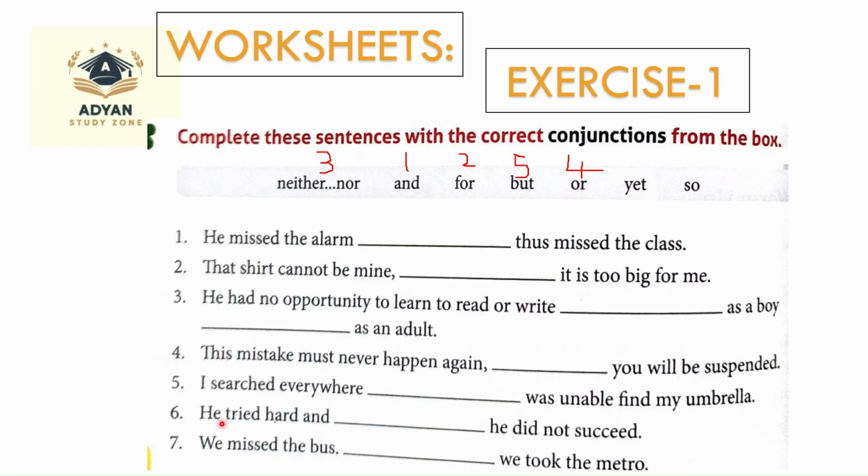Sixth is, he tried hard and dash he did not succeed. So the correct conjunction is yet. So he tried hard and yet he did not succeed. Last is, we missed the bus dash we took the metro. Here, so is the correct conjunction for this sentence. We'll read it again. We missed the bus, so we took the metro. We have finished this exercise. We'll move on to the next one.